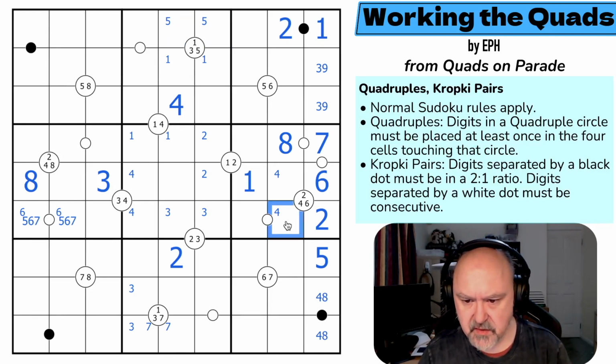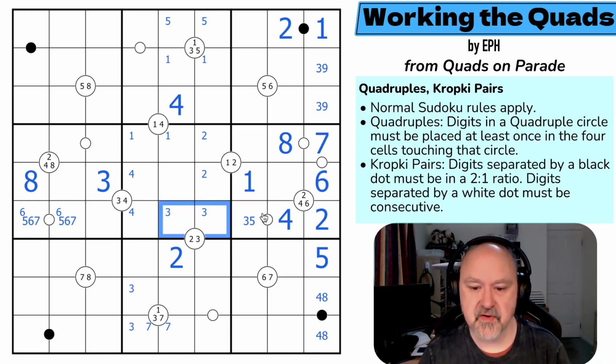Okay, so I need to put an even digit on this. 2, 6, and 8 is not available. So I do have to put a 4 on this consecutive dot. It has to go there. 4 is only next to 3 or 5. And it's not next to 3 because 3 has to go there.